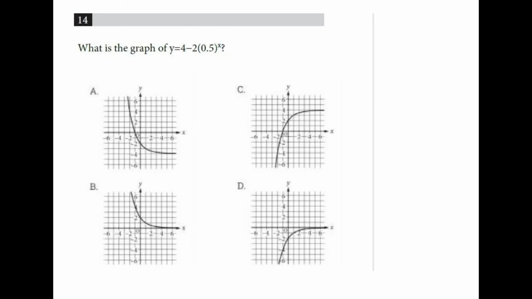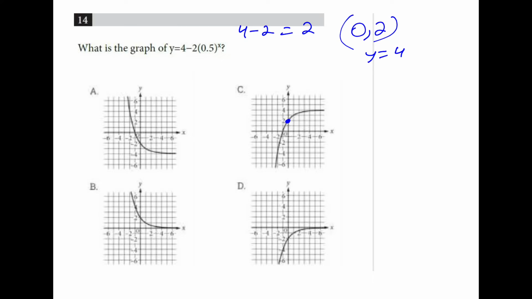So this graph will start at, if you put in 0, it'll be 4 minus 2, or 2. So our intercept is going to be (0, 2). And as x gets larger and larger and larger, 1/2 is going to multiply over and over and get to be a smaller and smaller fraction. So we are going to get closer and closer and closer to y is equal to 4.